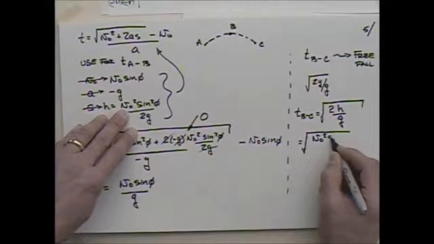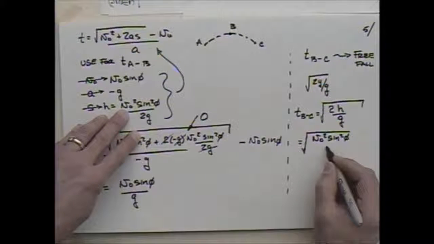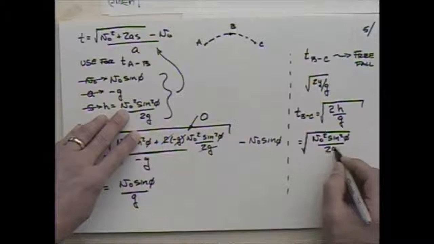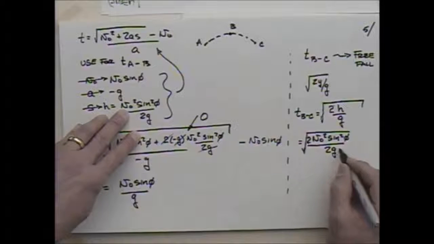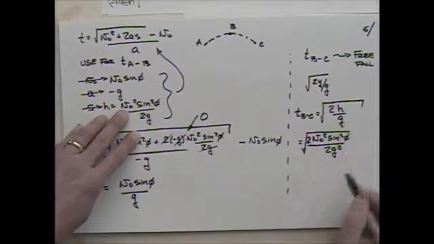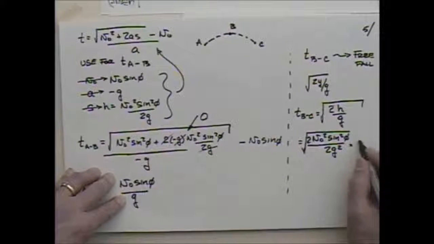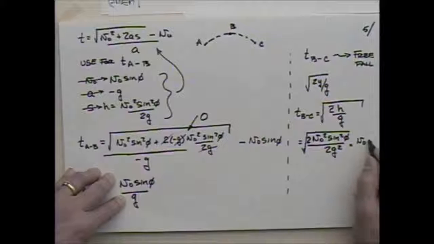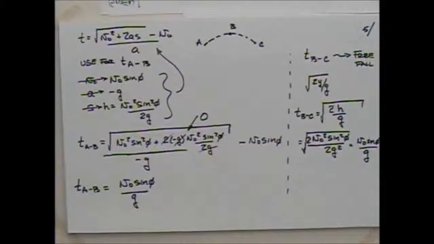V naught squared sine squared phi divided by 2g, and then I had this 2 in there that I better put in. That was that 2 right there. And then I have another g, so I'm going to end up with this being squared, right? I have the g from h, I have the other g there. So I get to cancel the 2's, and everything is squared, so this turns out to be equal to what? V naught sine phi divided by g. So those of you that said it was the same from A to B as B to C, you're correct.